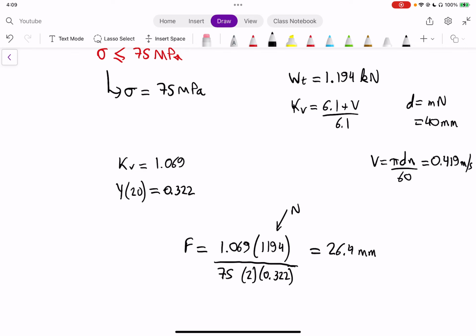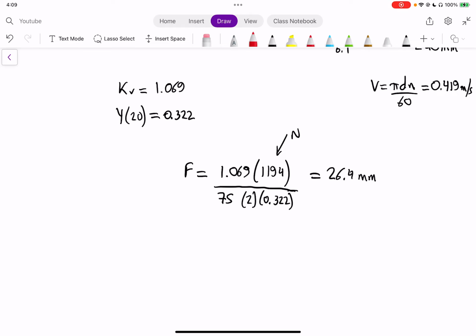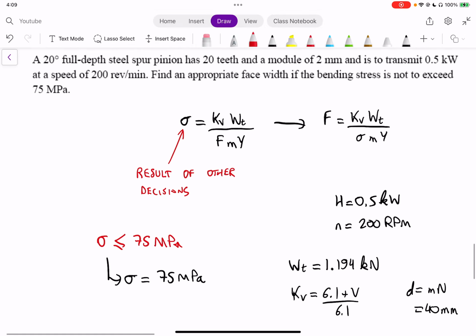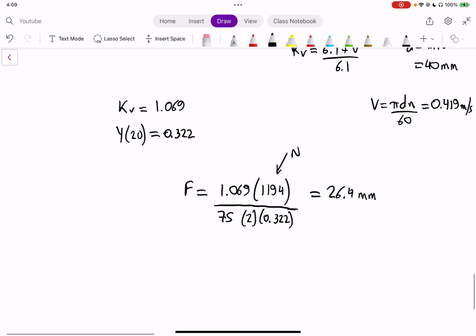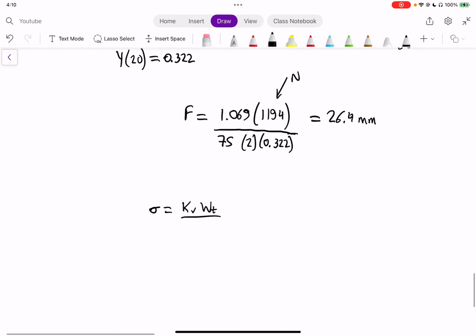So let's assume that we solved the problem and we said the face width is equal to 26.4. If I were to plug it back in, I'm going to write down the equation for stress again, saying it's equal to kV WT over F m. If in this equation I plug in a face width of 26.4 millimeters, I would get a result of sigma equal to 75 megapascals. Okay, that makes sense because we just found that F is 26.4.